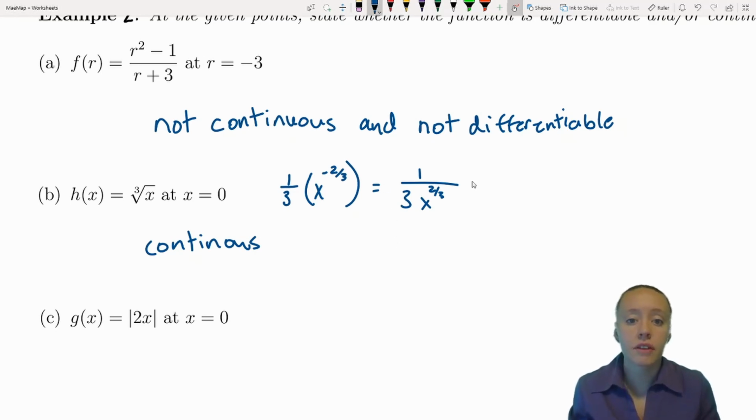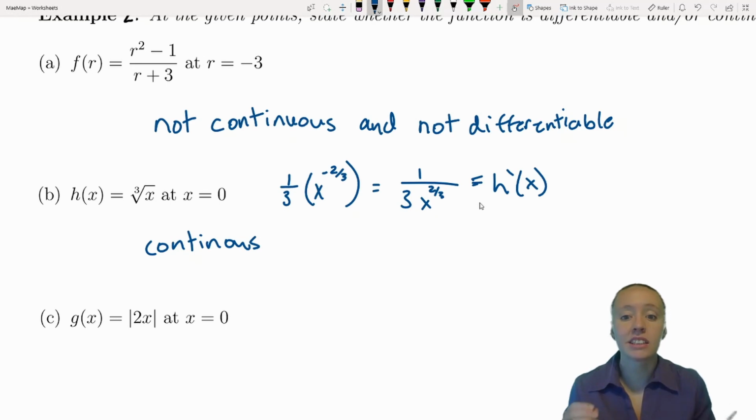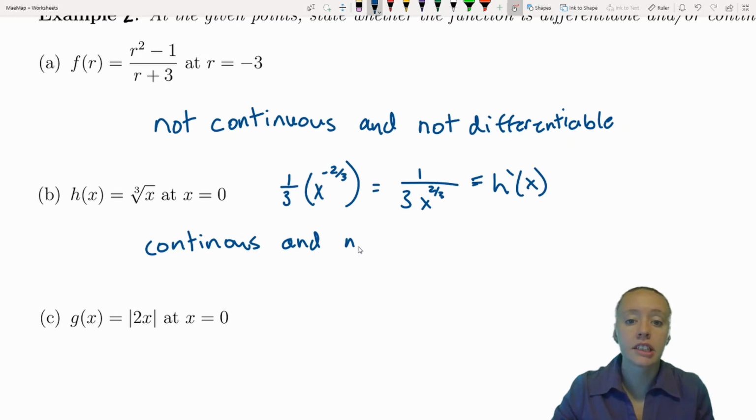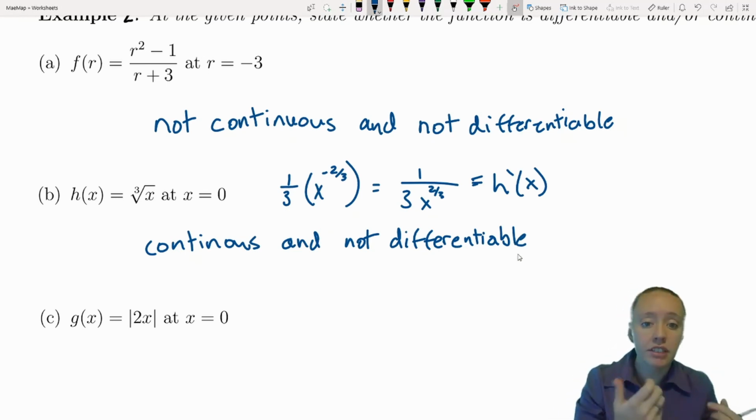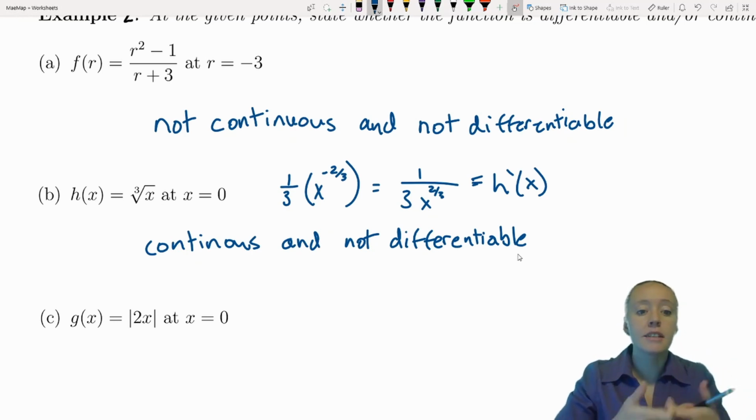So if this is the derivative, this is h prime of x, well, if we plugged 0 in for x, what would happen? Our derivative would be undefined. So we're continuous and we're not differentiable, because at that point x equals 0, our derivative is not defined. So again, that's showing that continuity does not imply differentiability. However, differentiability does imply continuity.